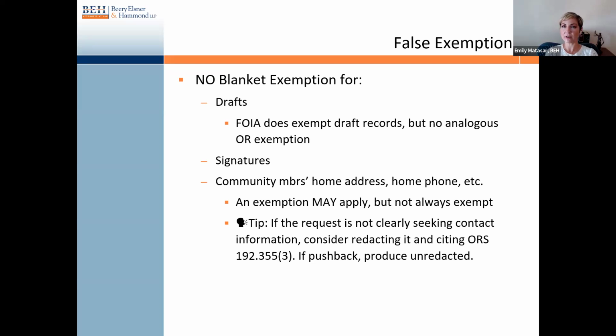And I think part of the confusion here is that FOIA, the Federal Freedom of Information Act, does exempt draft records, but Oregon law does not. So what that means is if you're working on a large written document, a big report to the council or something, a 100-page document, and it's requested while it's still in draft form, unless another exemption applies, it must be produced, even in draft form.